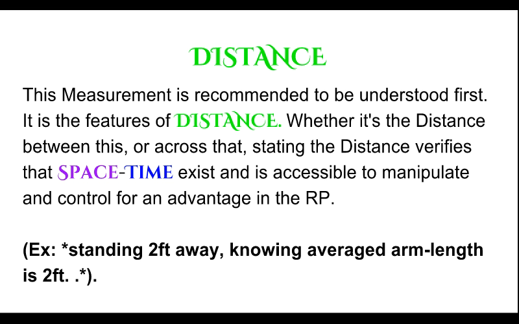Just like I explained earlier, distance is used to verify that space-time exists. Without distance, it just seems like everything is stationary, and everything's just there. Now that we have distance, we can see how far away something is from something else. For example, right here, standing 2 feet away, knowing average arm length is 2 feet. So that's pretty much it for the video.